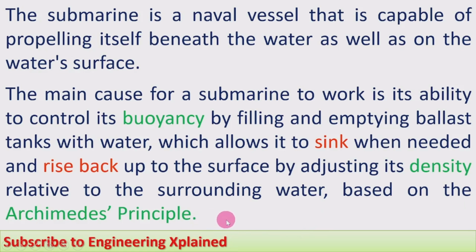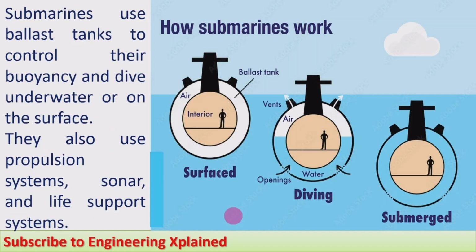The Archimedes principle is that whenever any object is submerged into the water, the same volume of water will be replaced. And that is the principle on which this submarine also works, by adjusting its density. Here, in working, submarines use ballast tanks to control their buoyancy and dive underwater or stay on the surface.